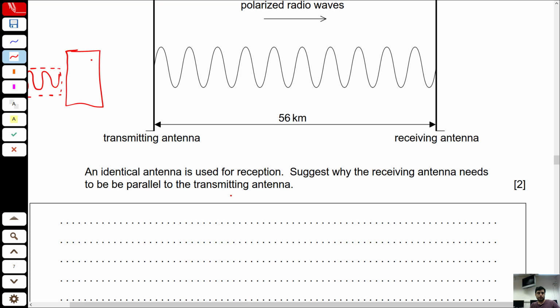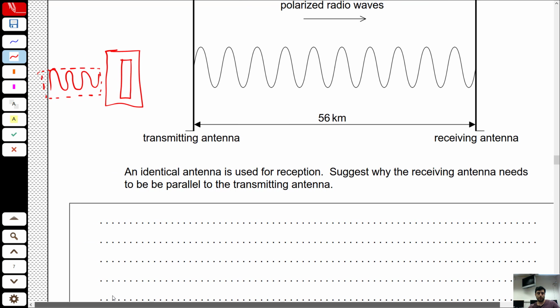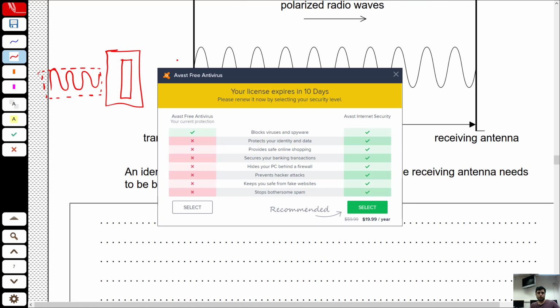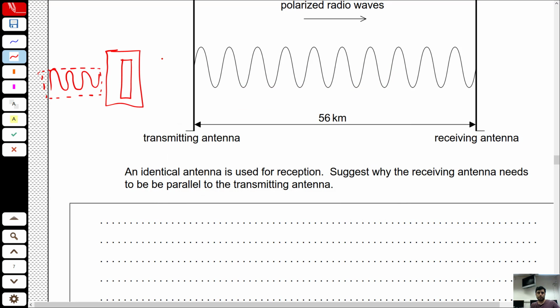So the plane of the antenna will be parallel. The two options can either be parallel or perpendicular, so you draw both options. Another antenna maybe has a perpendicular component. If it's parallel, then all these waves will be able to pass through.